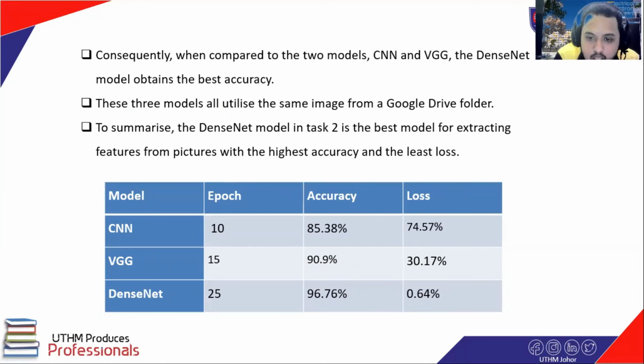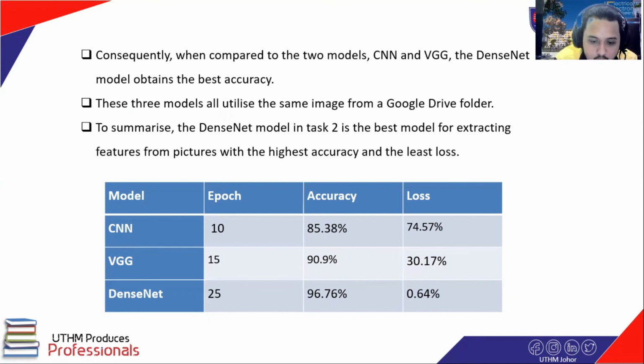Okay, so for the analysis that we get from task 1 and task 2, when we compare the models, CNN and VGG, and also the DenseNet, we can see that the DenseNet model obtained the best accuracy. For the accuracy of DenseNet, we can see in the table, we get 96.76% for epoch 25. So based on our task, the three models utilize the same images from the Google Drive folder, and the DenseNet model in task 2 is the best model for feature extraction, with the highest accuracy and the least loss.